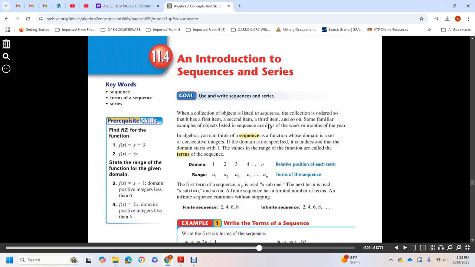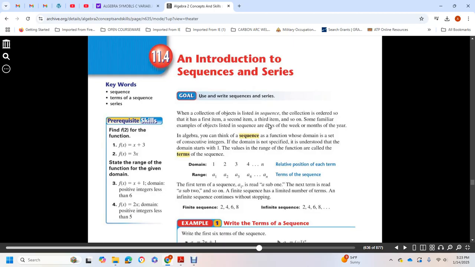Some familiar examples of objects listed in order are the days of the week, the months of the year. In algebra, you can think of a sequence as a function whose domain is a set of consecutive integers. If the domain is not specified, it starts with 1. The values in the range of the function are called the terms of the sequence. The domain gives the relative position of each term, and the range gives the terms of the sequence. The first term of the sequence reads as a sub 1. The next term reads as a sub 2, and so on.